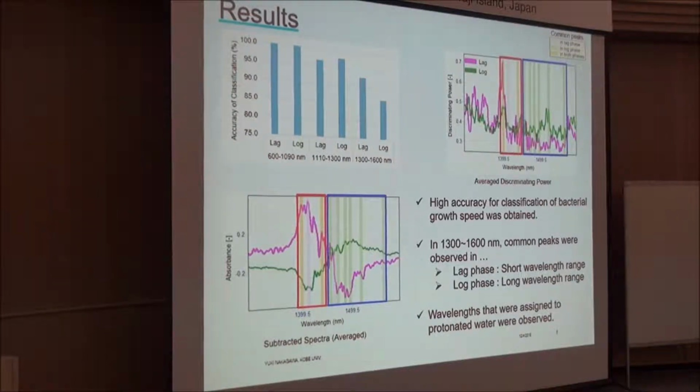We used SIMCA and subtracted spectra to classify two growth type bacteria and find differences between them. As a result, high classification accuracy was obtained for all investigated spectral regions. And when observing discriminating power and subtractive spectra of first overtone region of water, common peaks were observed in lag phase. In lag phase, common peaks were observed in shorter wavelength range. However, log phase had common peaks in longer wavelength range.